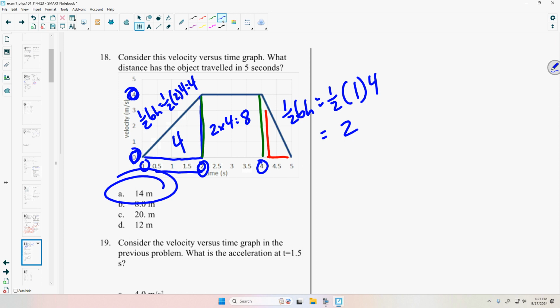I often have those questions. They're not on every exam, but they're on every other or so exam where I give you a v versus t graph and I have you find the distance. That's just finding the area.